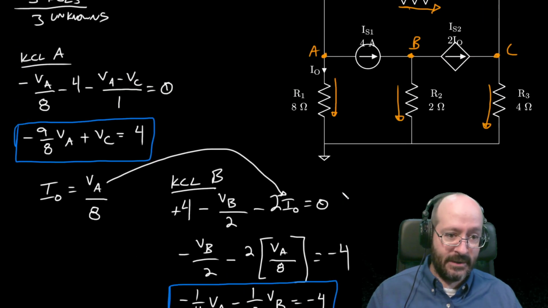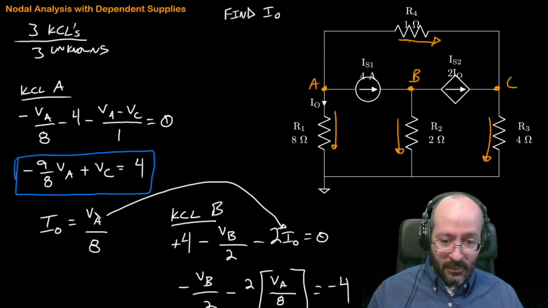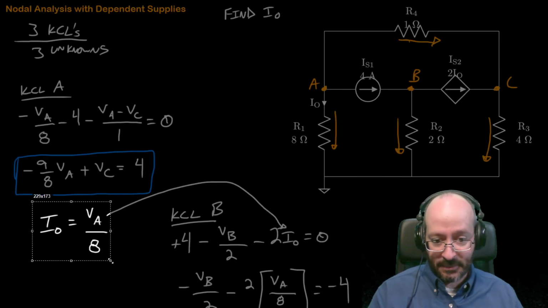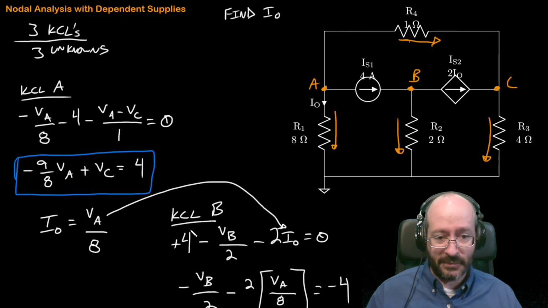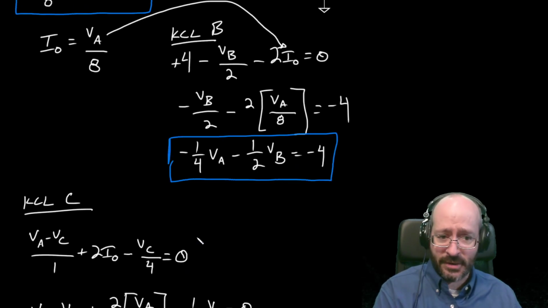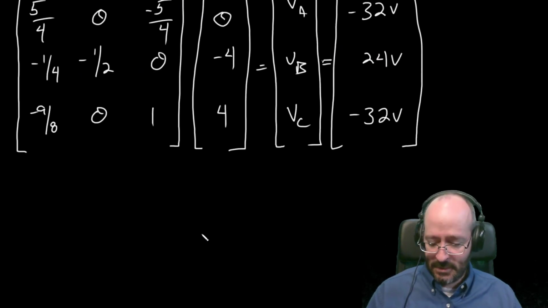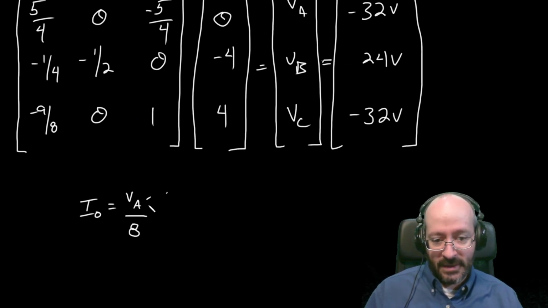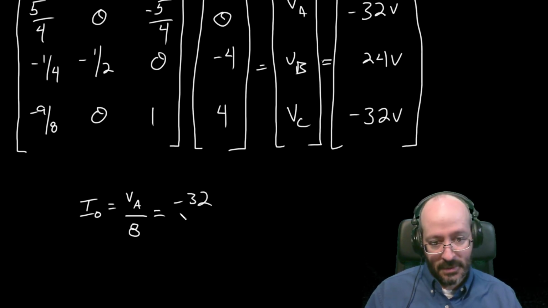We're not done yet because we got to find I out. And we already have an expression for it. So I'm really just going to steal that expression because it's the same. We already wrote it. Why not reuse it? Okay, the difference now is we know what VA is. So we plug in negative 32 from up here. Negative 32 divided by 8 is negative 4 amps.